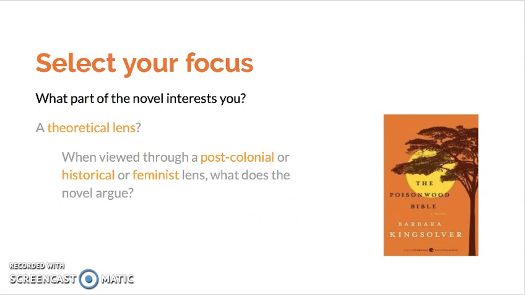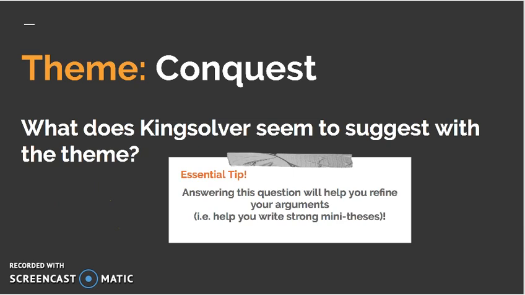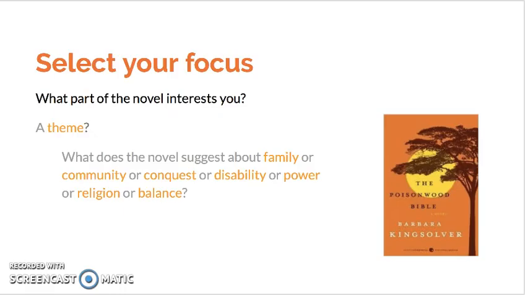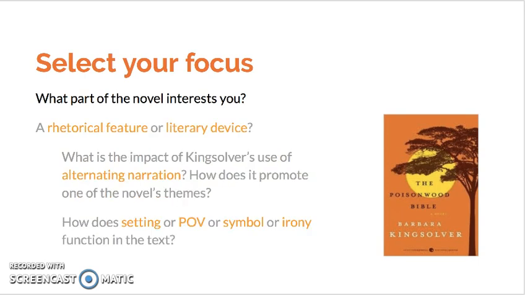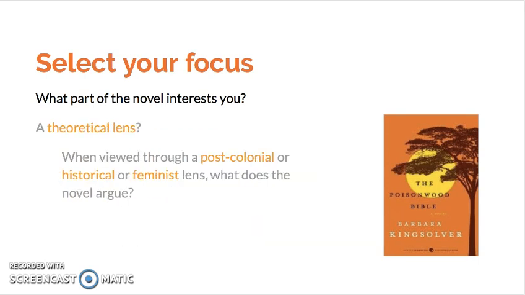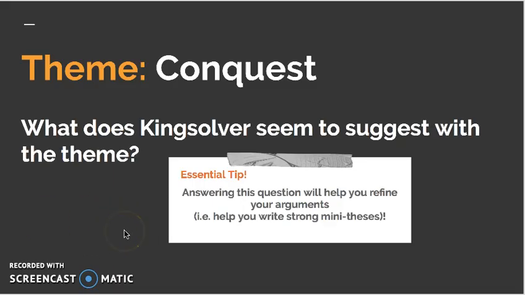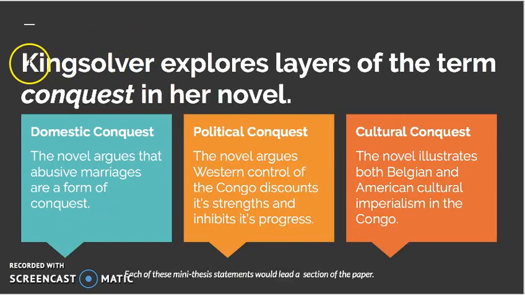Okay, so what I've done is I've basically taken each one of these different focus ideas. I took one from theme, one from rhetorical feature or literary device, and one from a lens, and blew up each one of those into a possible structure that you could use to develop your essay. So for the theme, maybe a theme you're interested in is that of conquest. We always want to ask our so what question. So the question, what does Kingsolver seem to suggest with this theme? That is essential. We need to make sure we ask that so what question so we can refine arguments for each one of those mini thesis statements. So when we ask that question, maybe this is the answer to it.